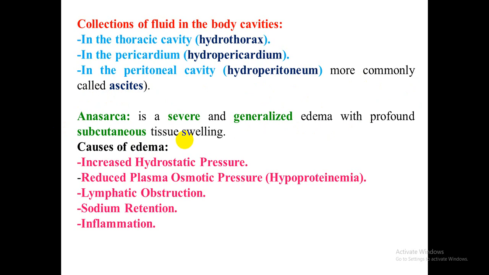Causes of edema. There are different causes of edema, such as increased hydrostatic pressure, which is maintained by sodium salt concentration; reduced plasma osmotic pressure, which is mostly associated with hypoproteinemia due to loss of plasma protein content; lymphatic obstruction due to inflammatory reaction or pressure by neoplastic infiltration; sodium retention associated with water retention; and inflammation resulting in inflammatory edema.